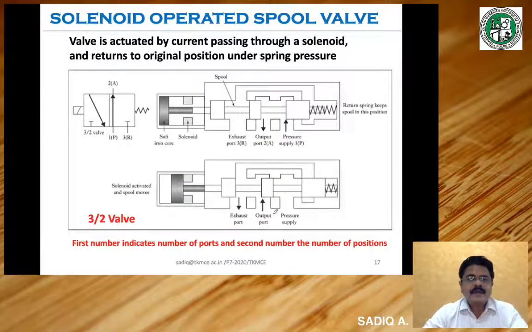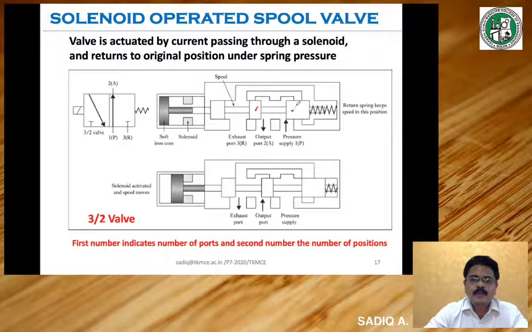Now, let us try to represent a solenoid operated spool valve. A spool valve can be called a direction control valve. That means it can have flow direction in two ways. In two positions, the flow direction will be varying. That is the meaning. So, this is the schematic diagram for a spool valve.